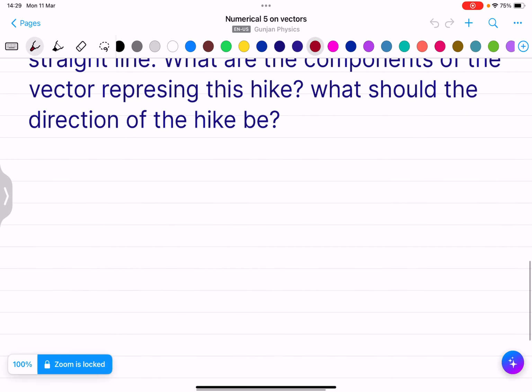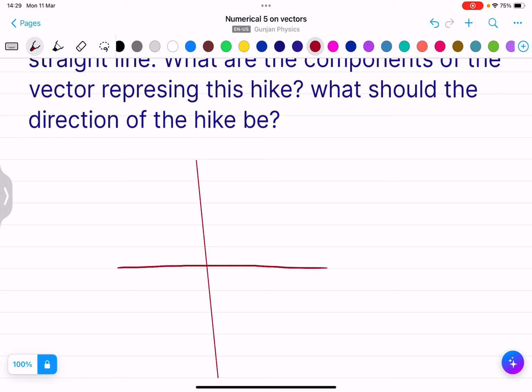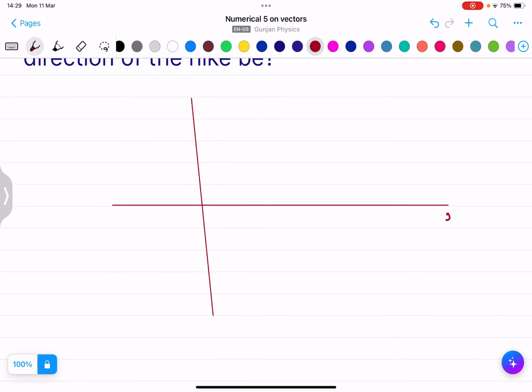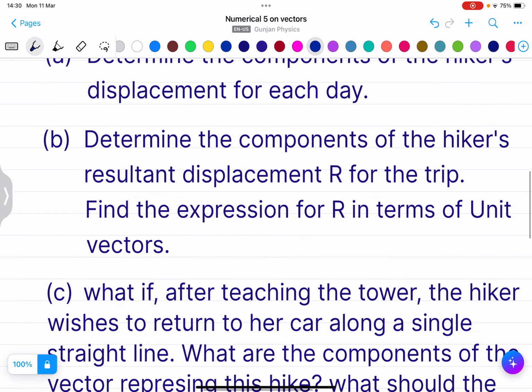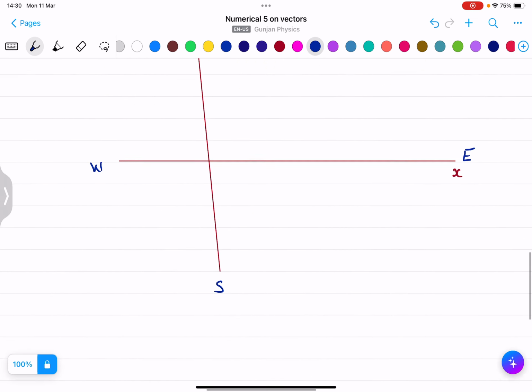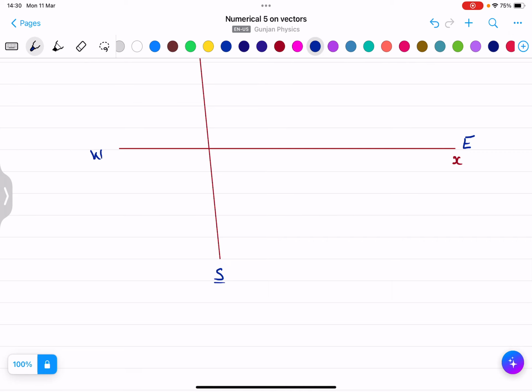So for that, we'll make the x-axis and the y-axis as I explained to you in the class. So this is my x-axis, it's my y-axis here, and we will specify the direction. So this is east, west, north and south, right? So read the question again. A hiker begins a trip by first walking 25 kilometers southeast from her car. So we will make southeast. So this is south, this is east.